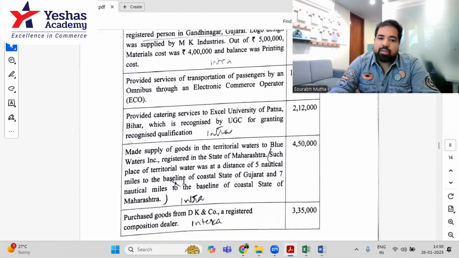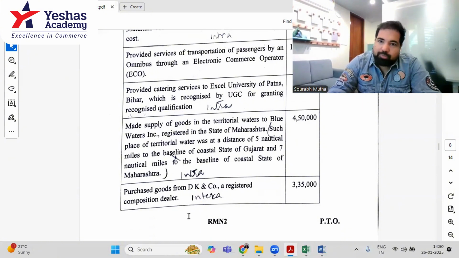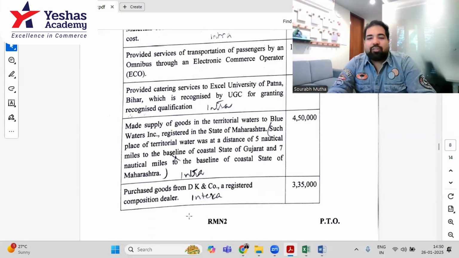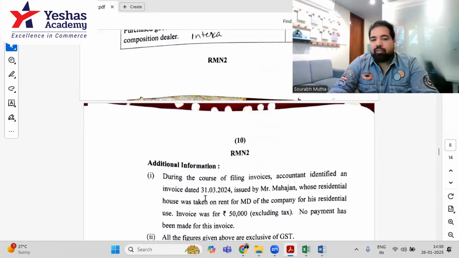This is again goods. And last is purchase of goods from a composition scheme dealer. Composition scheme dealer does not charge you any GST. So there will be no credit on this. So there is no credit. So the credit will be only on opening if there is any.